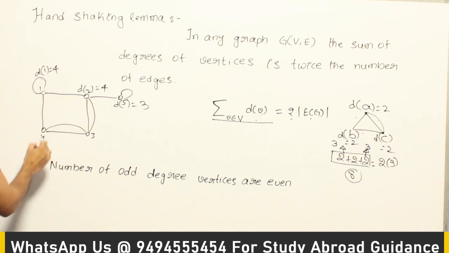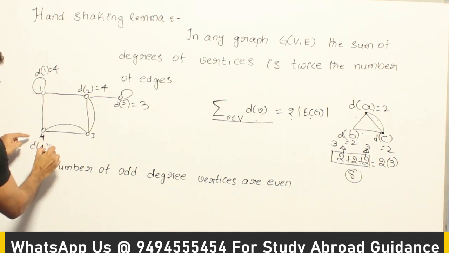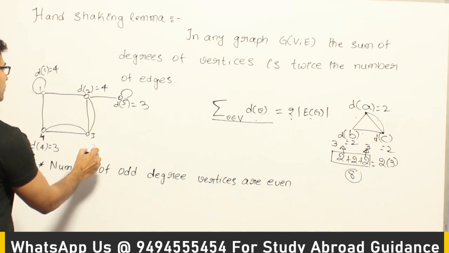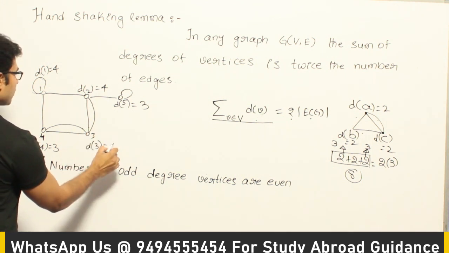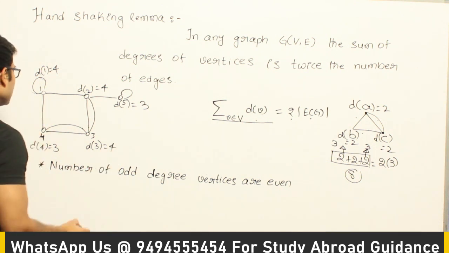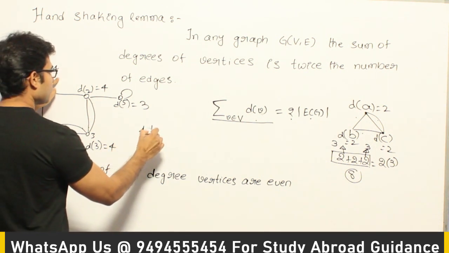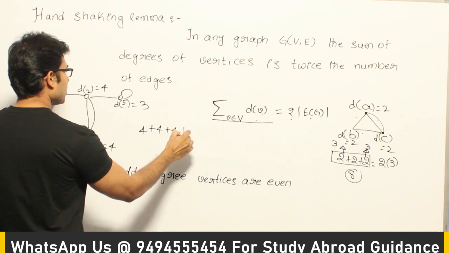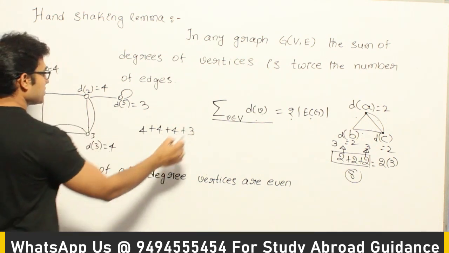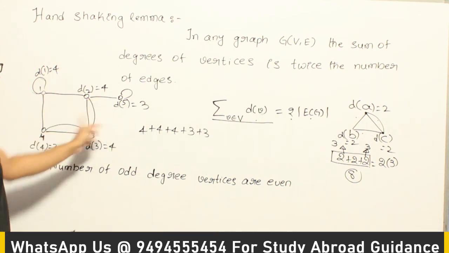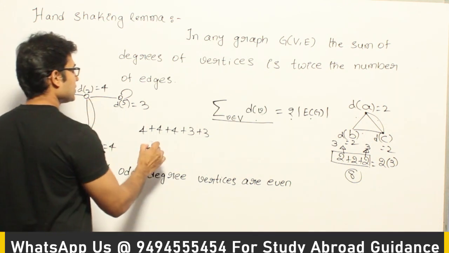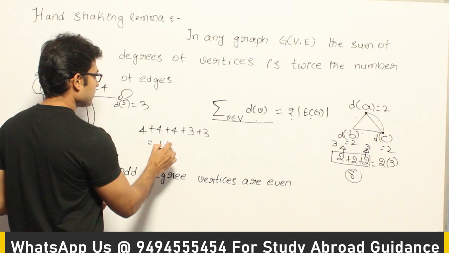Now what about the degree of 4? This degree of 4 is going to be 1, 2, 3. And what about the degree of 3? The degree of 3 is 1, 2, 3, 4, right? Now you sum them all up: 4 plus 4 plus 4 plus 3 plus 3. So what is this? 12 plus 6, 18, right?